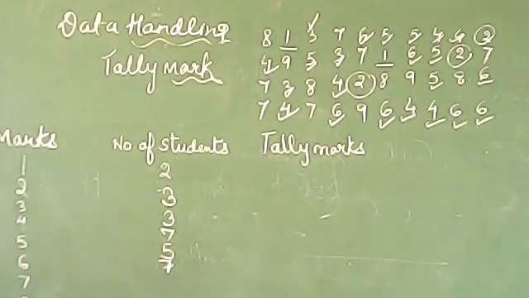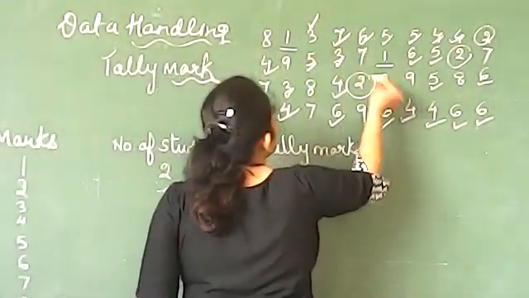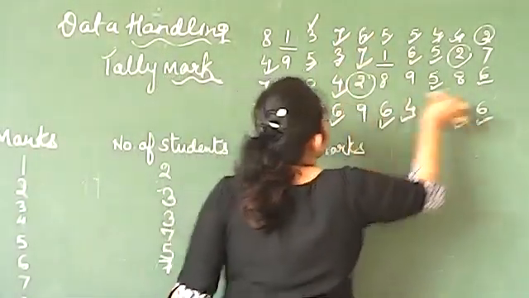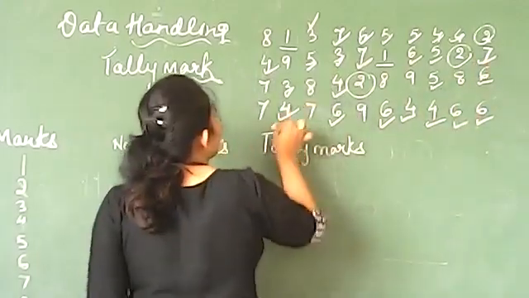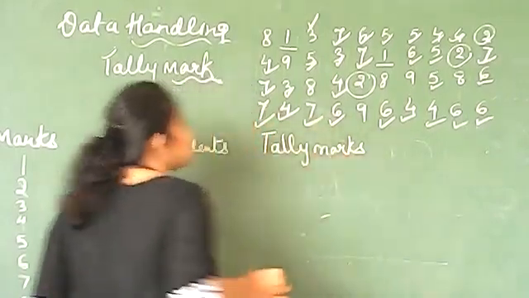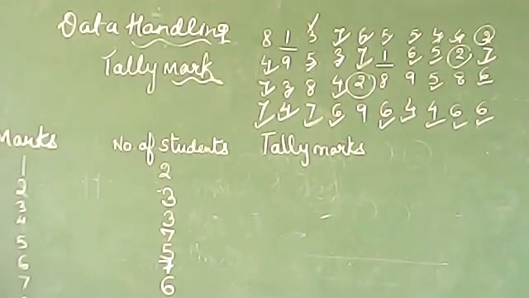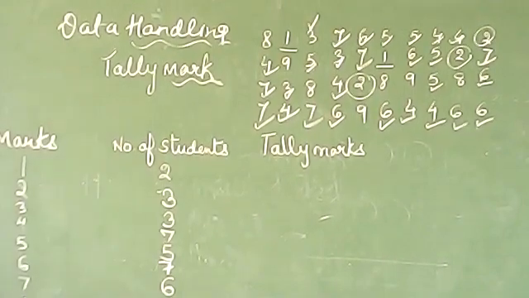7 marks कितने बच्चों को मिला है? So let's understand 7 marks. 7 marks are here 1, 2, 3, 4, 5, 6. So 7 marks are written 6 times. So we have written here 6.